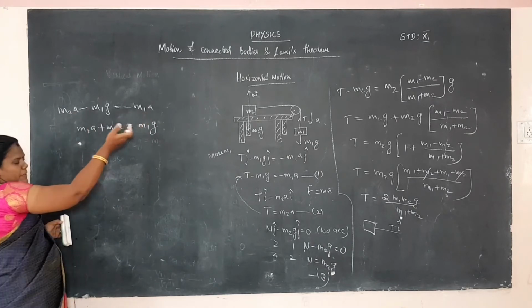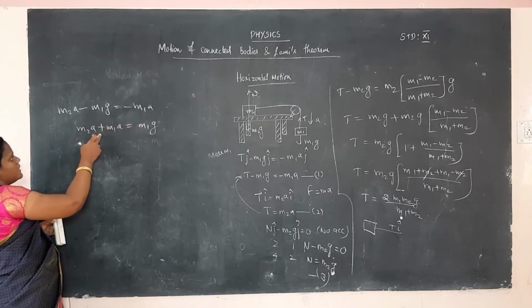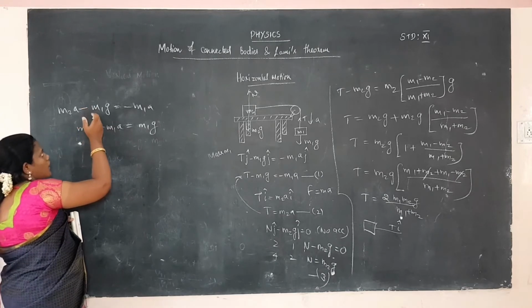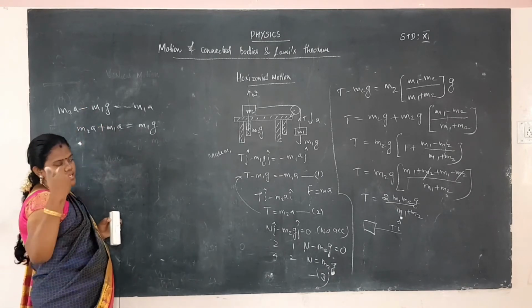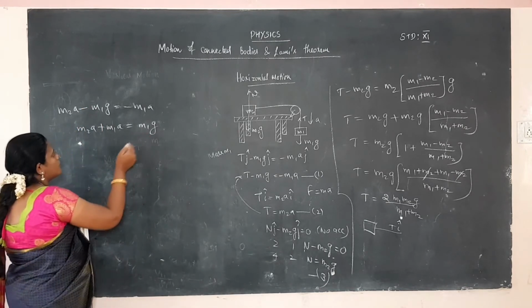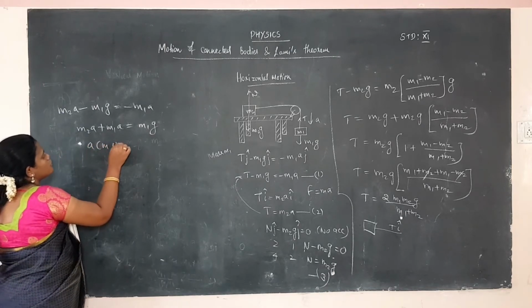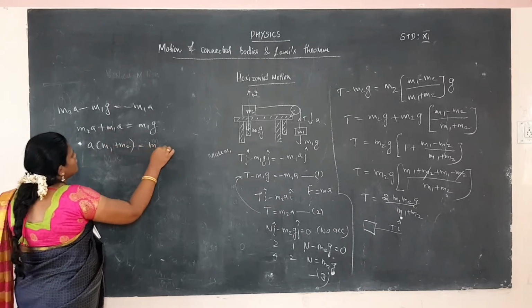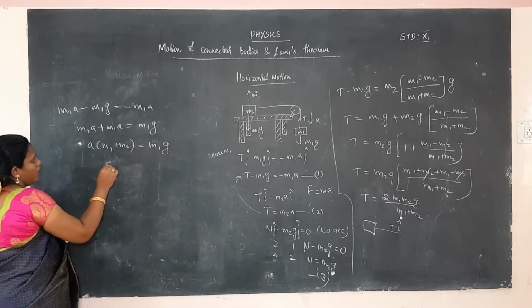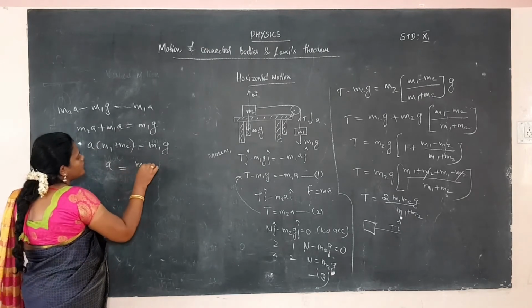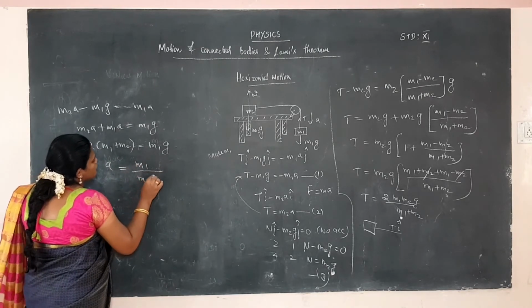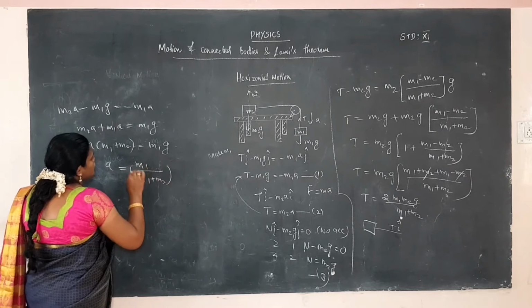M2A, M1A will be taking the left hand side. So M2A plus M1A is equal to the left hand side; M1G will be taking to the right side. So we pass M1G, and then taking A as common, M1 plus M2. So A times (M1 plus M2) is equal to M1G. Now we want A. So A is equal to M1 by M1 plus M2 into G.